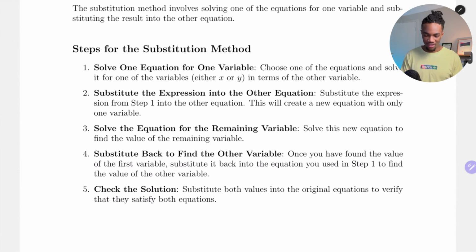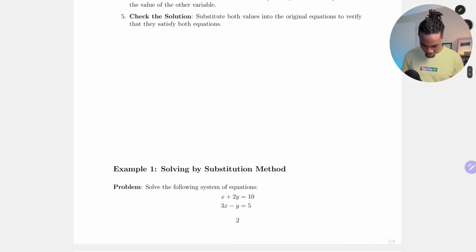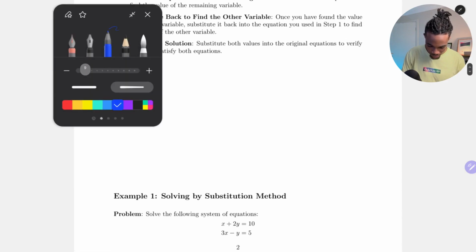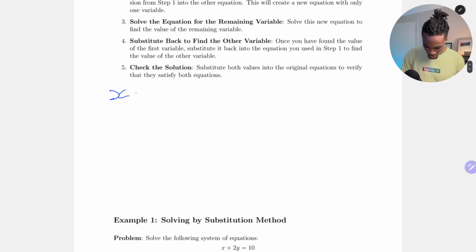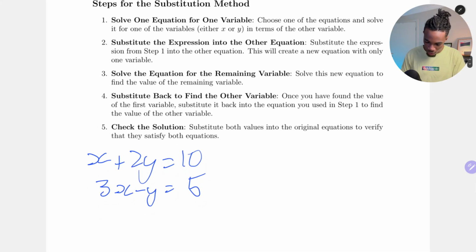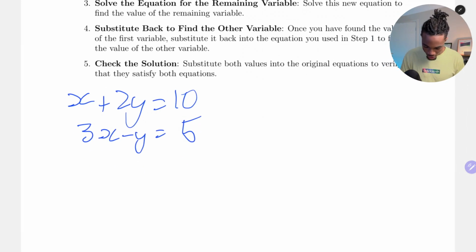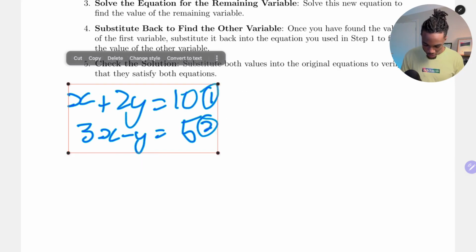The first method is the substitution method. As an example, let me write it up here. We have x plus 2y equals 10, and 3x minus y equals 5. We're going to solve one of these equations for either x or y, and substitute that into the other equation. So what does that look like? Let's start with the first one. Let's label these equation 1 and equation 2.